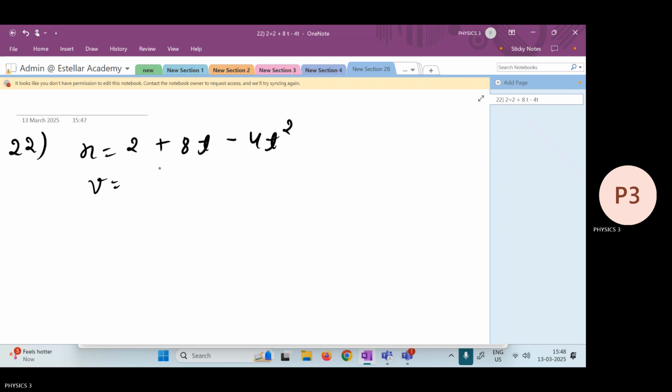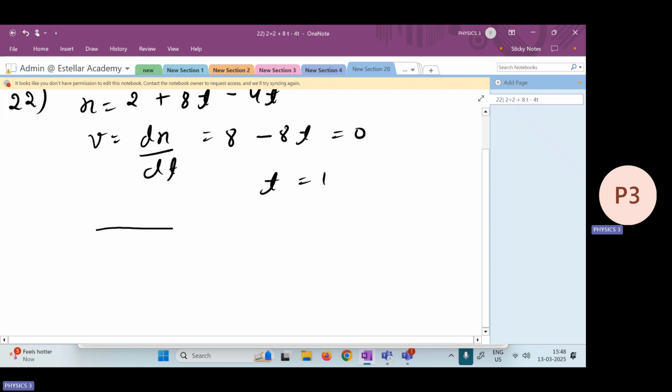So first we will find velocity, which is v = dx by dt. That would be 8 - 8t. It should be equal to 0. So t would be equal to 1. So at t = 1, it will make a turn. That means the particle is moving like this. Like this, it is moving.